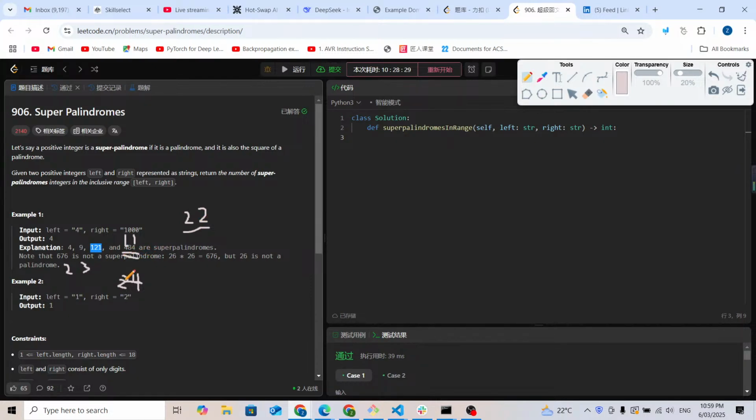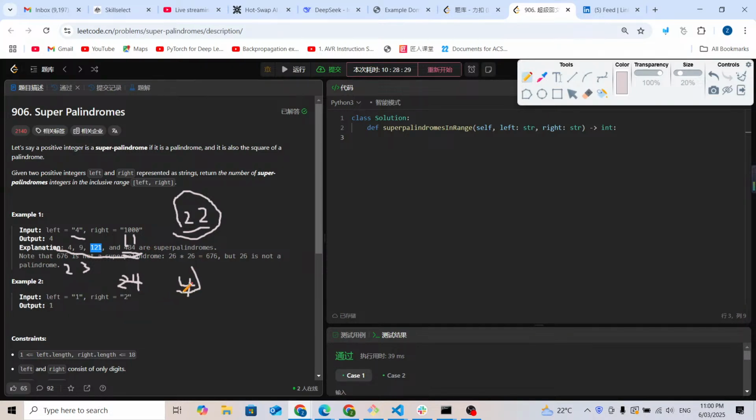So what are we going to do? First of all, we check that this number, 22, is a palindrome, and then we check that its square, 484, is also a palindrome, and whether it is inside the range, more than or equal to left and less than or equal to right. If so, we count it. For the first example, there are 4 such numbers, so we return 4.